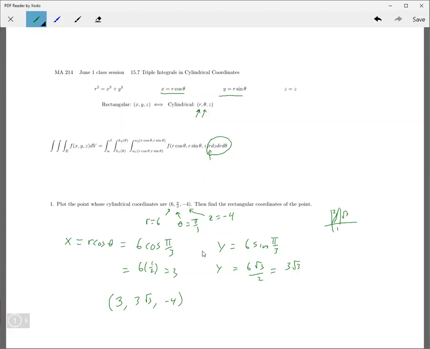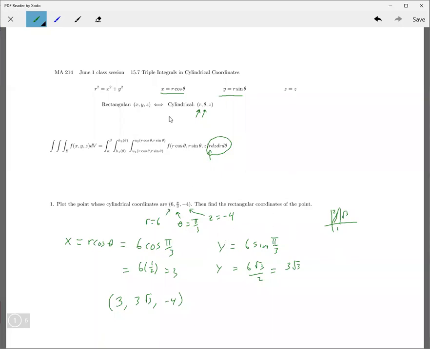Okay, so let's see if that works. So 3, 3√3, and -4. Yeah, that works. Okay, and then also we're supposed to sketch the graph.